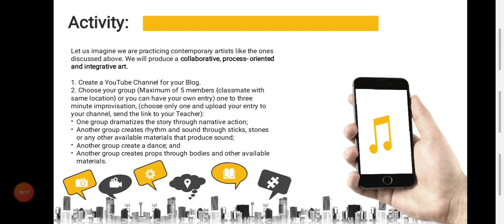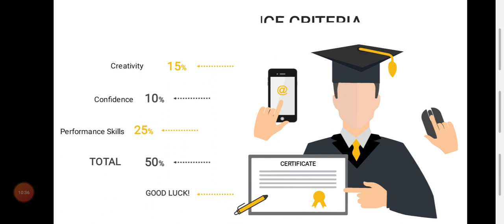You can have a 1 to 3 minute improvisation. Choose only one of the following and upload your entry to your channel. Send the link to me, for I will grade your performance based on the criteria that I will give. Creativity 15%, confidence 10%, performance skills 25%, with a total of 50%. So good luck with your activity. Put effort into it and I will give you a high score.